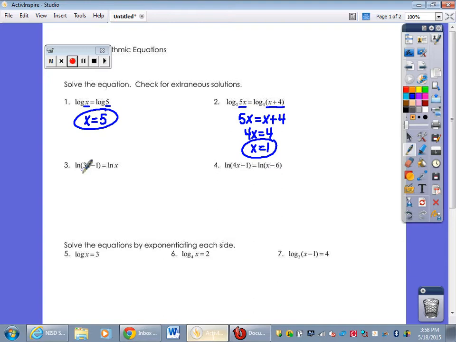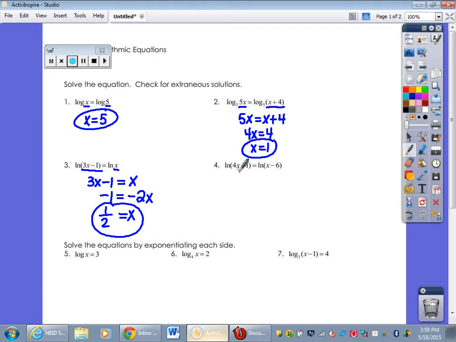All right, for the next one, again, the arguments have to be equal to each other, so 3x minus 1 equals x. So if I move the 3x to the other side, I'm going to have negative 1 equals negative 2x. So x is going to be equal to positive 1/2. If I go back and put 1/2 into the equation, I would have 3 times a half, which is 3/2, minus 1, which is a half.